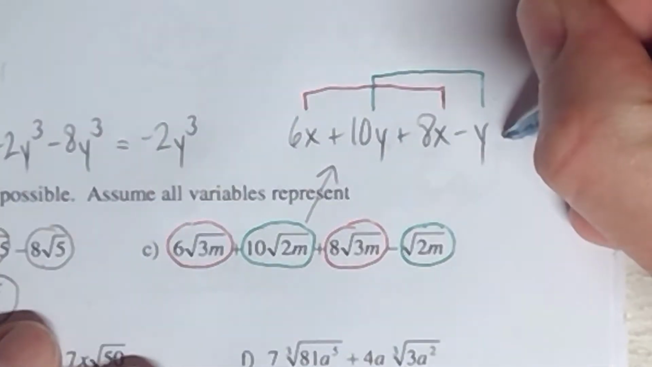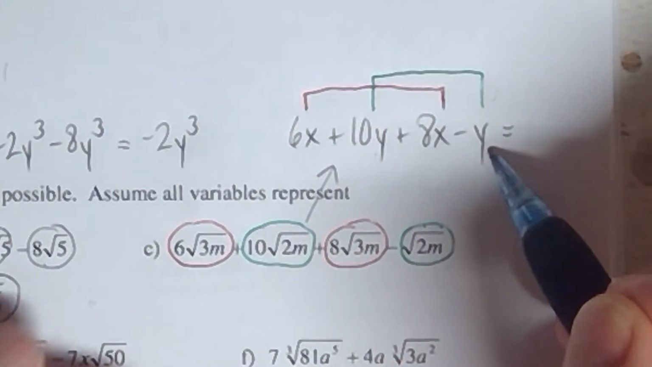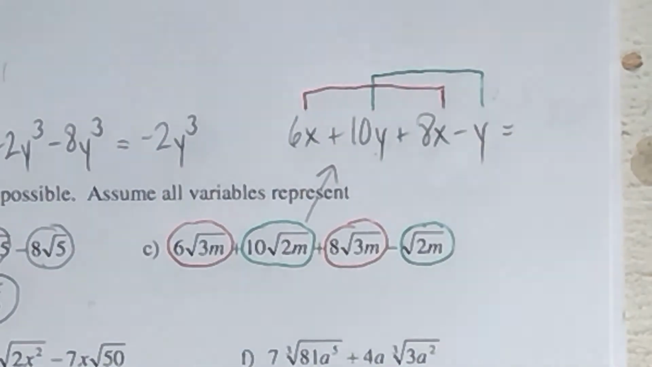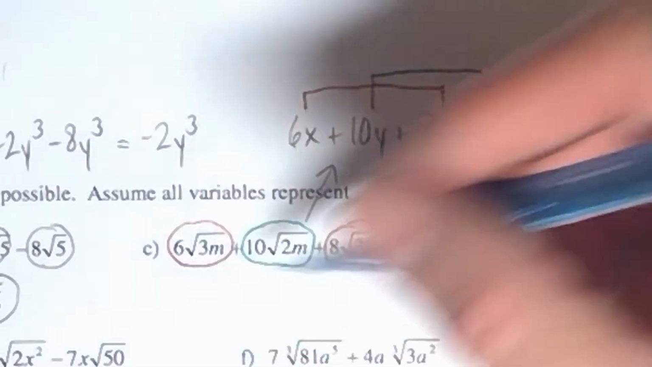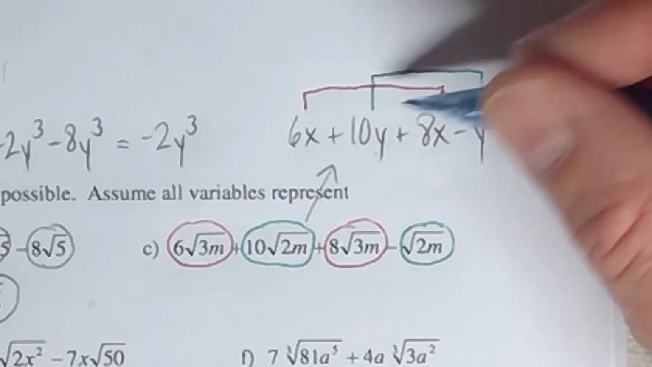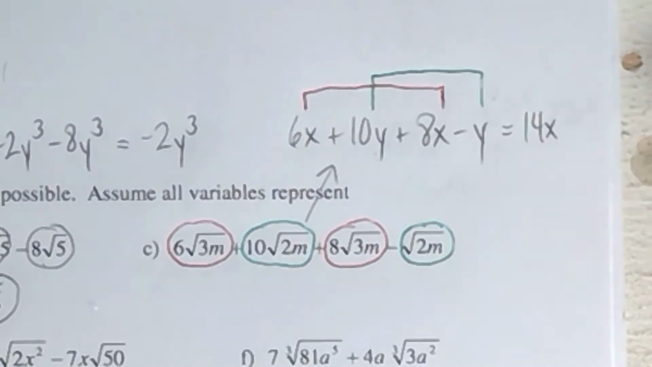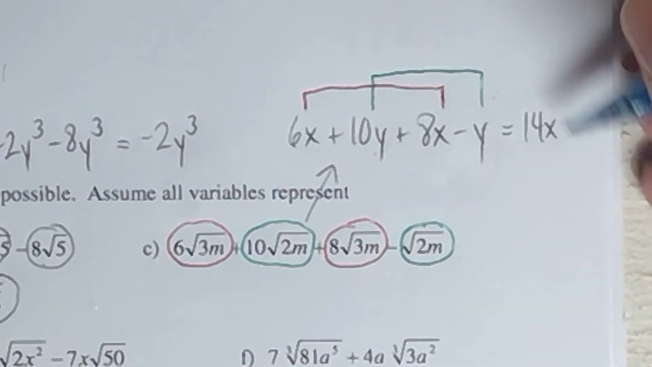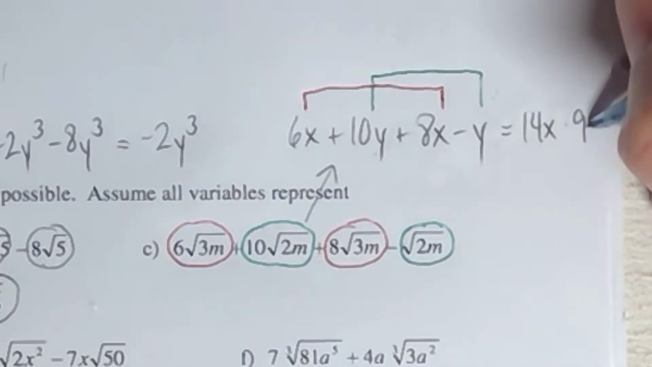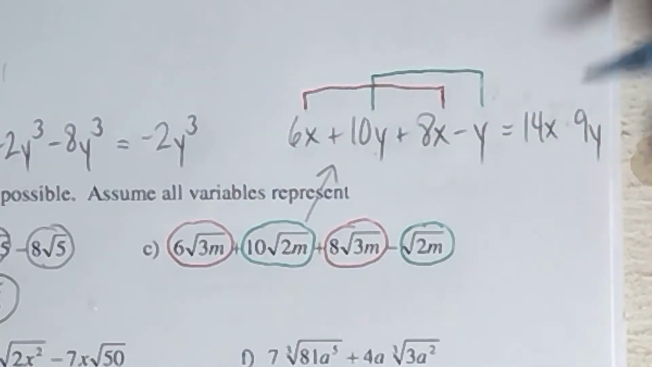What was this equal to? Well, we were supposed to combine the first and the third, and then combine the second and the fourth. We're going to do this problem the same way, but let's do this problem up here first. 6x and 8x is equal to 14x. 10y and minus y is 9y. And remember, when you're combining like terms, you have to put either a plus or minus in between the answers.